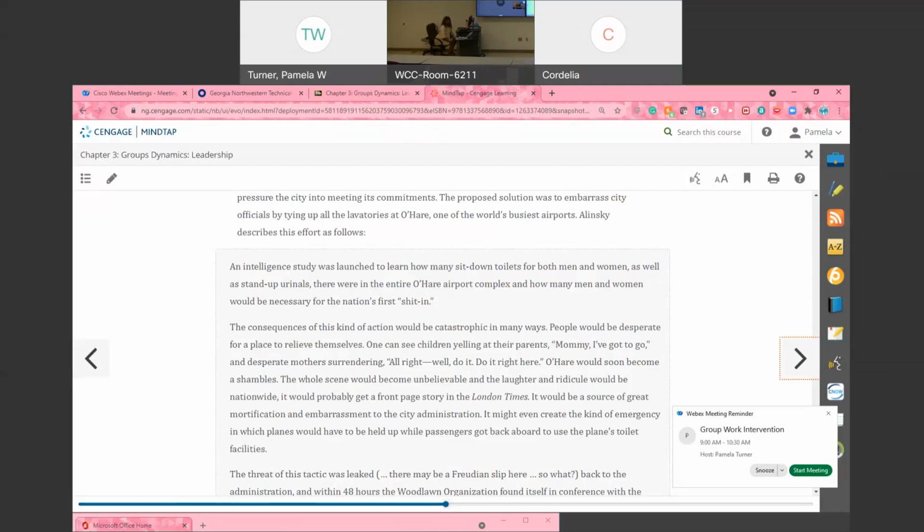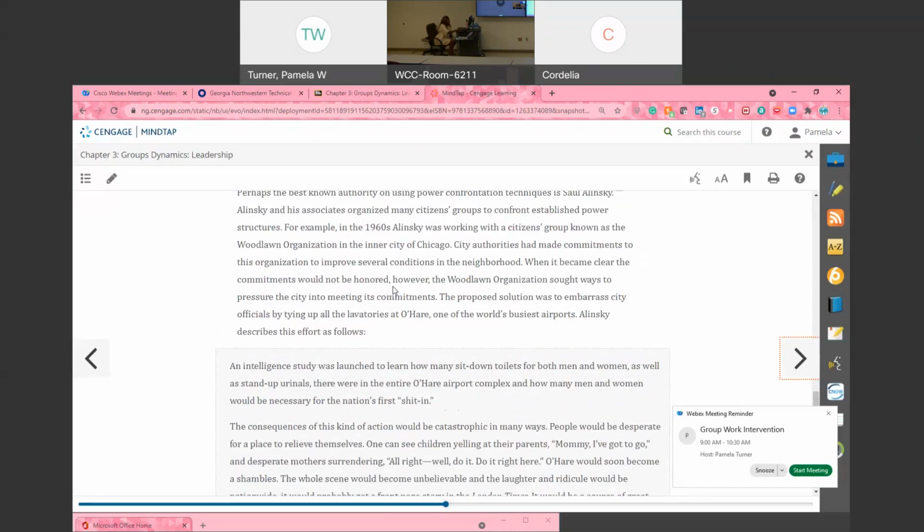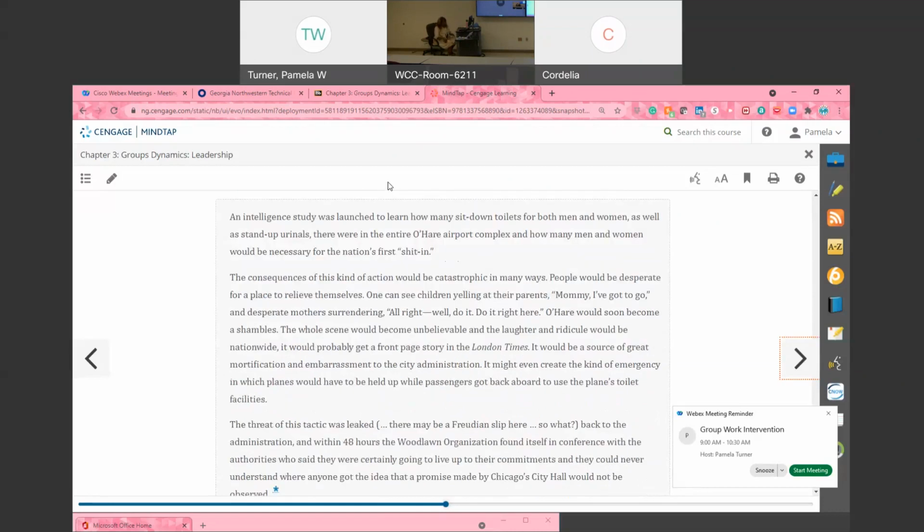Again, this is in Chicago in the 60s. It was a great source of humiliation and embarrassment for the city administration. It might even create the kind of emergency in which planes would have to be held up for passengers to get back aboard to use the plane's facilities. Okay, so this tactic was called the shit-in, as opposed to the sit-ins, but it really was where you were challenging the high-power people.